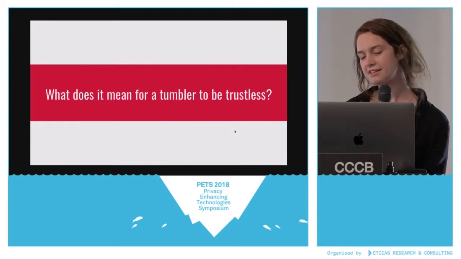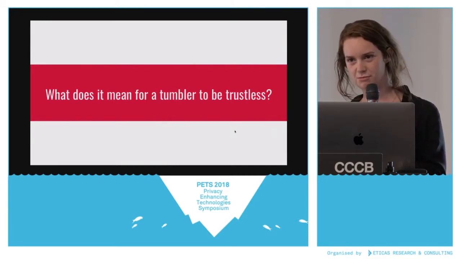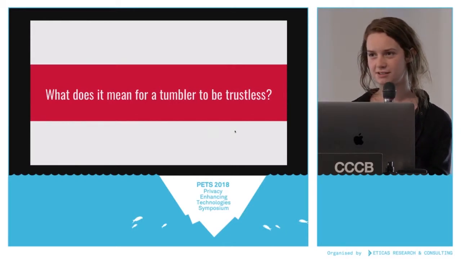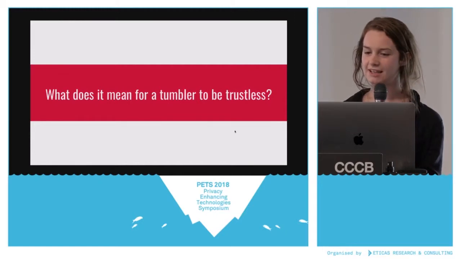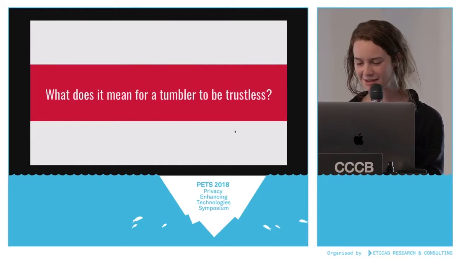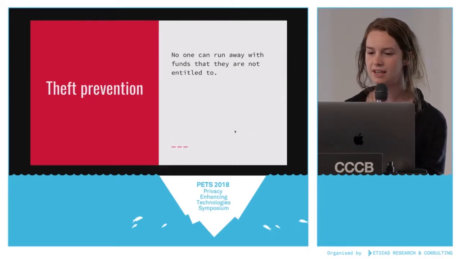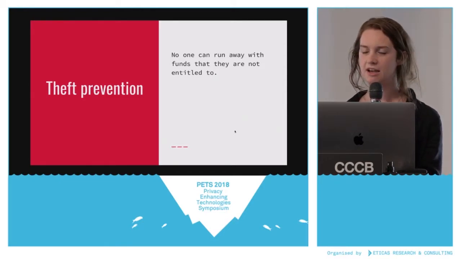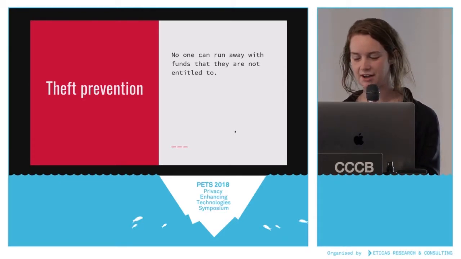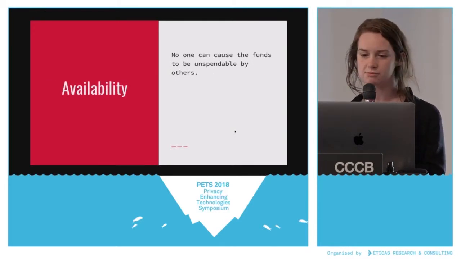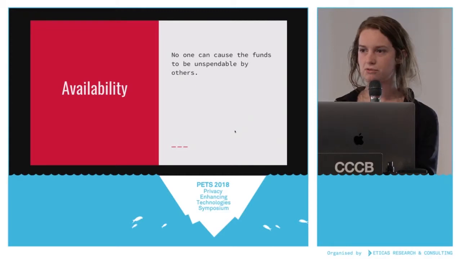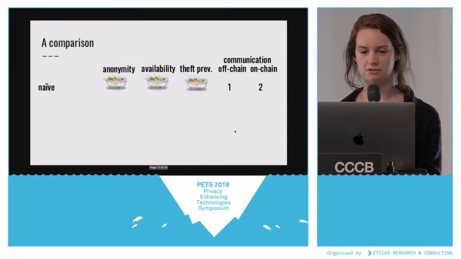So we've met these tumblers now, the places where you send the money and hope for it to be forwarded on. But what does it mean for a tumbler to be trustless? Just relying on them completely in exchange for hopefully getting some anonymity doesn't seem the best solution. So we want to achieve certain properties. One of them is theft prevention, which means that the tumbler can't run away with the money or send it to a place where you don't want it to go. The next one is availability, which means that even if the tumbler has enforcements to prevent it from stealing the money, maybe it can still make it unspendable, so it would just be frozen in some place, which is obviously also not ideal.